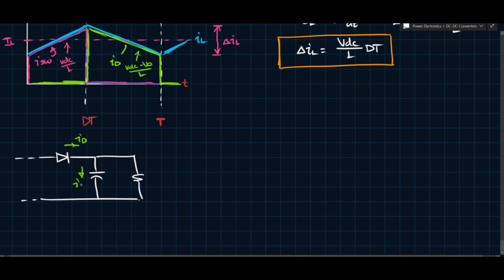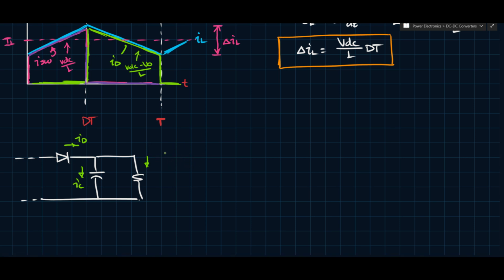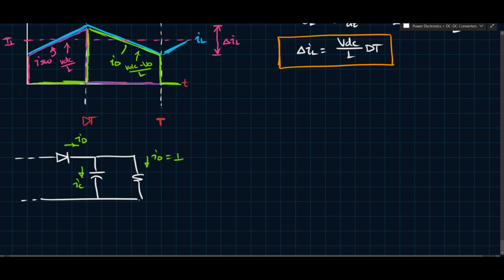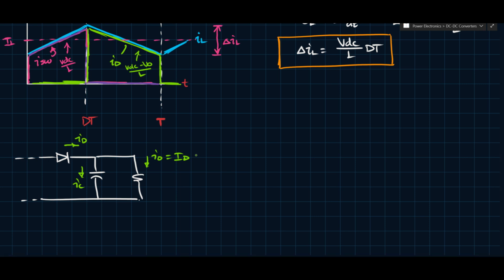I care that IC absorbs the entire ripple, and I care that this is basically whatever the average of ID is, I guess, right? So this is IO, or I should probably write it the other way. So IO equals ID. So whatever the average of that incoming current is, will have to be the average current at the output.